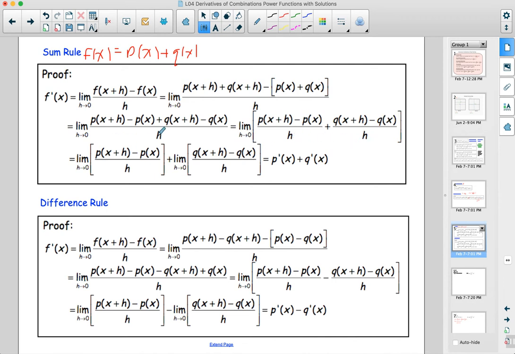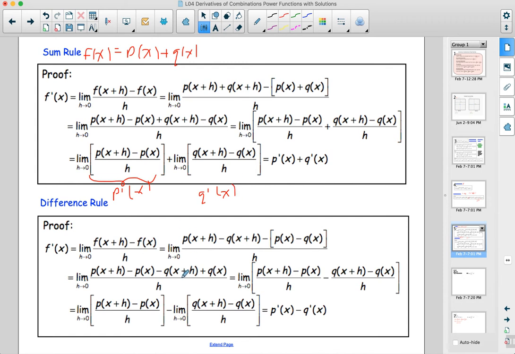That's equivalent to this. And now the limit of the sum is going to become the sum of the two limits. And of course, this limit here, that's just the definition of p prime. And this one over here is the definition of q prime at x. And then you can take some time to walk through the difference one.